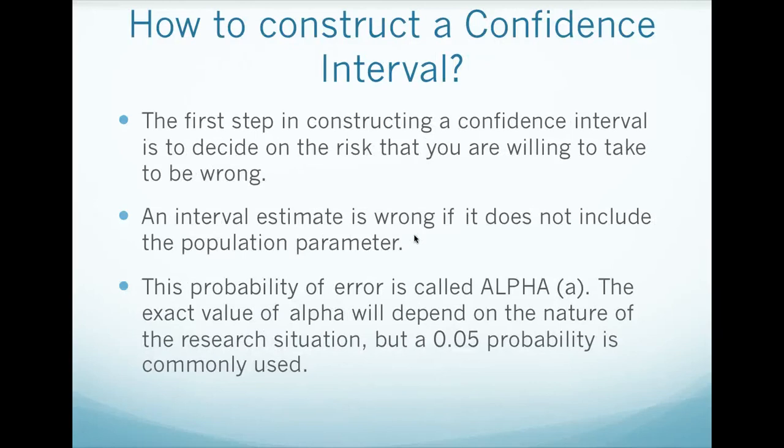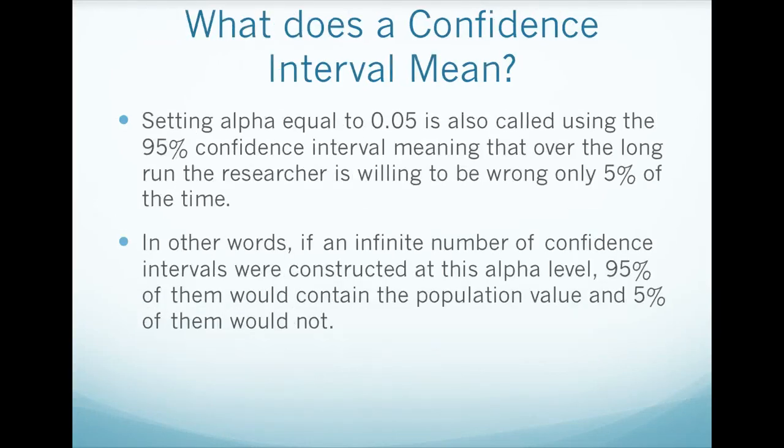The first step in constructing a confidence interval is to decide on the risk that you are willing to take to be wrong. An interval estimate is wrong if it does not include the population parameter. The probability of error is called alpha, represented by A. The exact value of alpha will depend on the nature of the research situation, but a 0.05 probability is commonly used. What does a confidence interval mean?